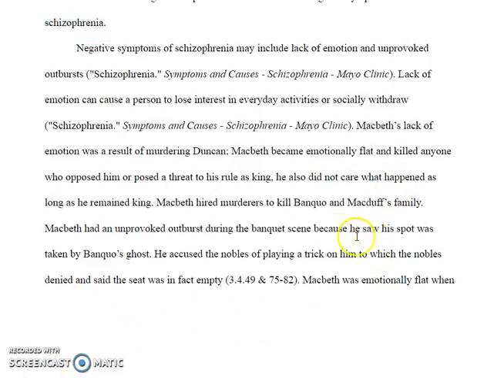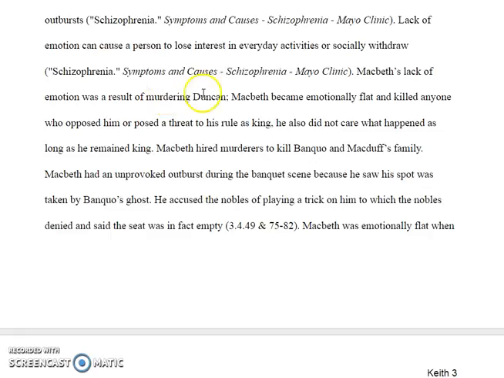All right, so your next symptom is negative symptoms, which include lack of emotion, unprovoked outbursts, losing interest in everyday activities, or socially withdrawing. Now, I would hazard to say that this doesn't necessarily apply to Macbeth, whereas the outbursts and lack of emotion, I think, fit very well with him. To say that it was a result of murdering Duncan, I don't know about that. I'm not sure that that's really it.